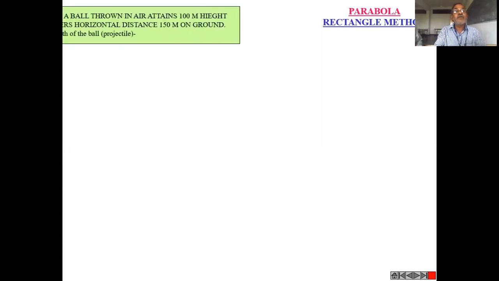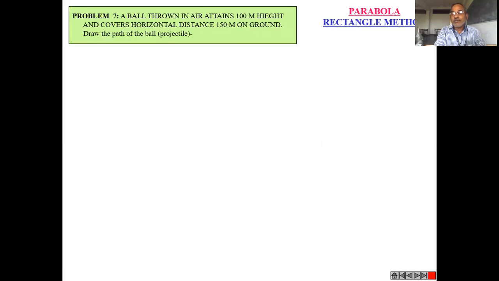So the oblong method or rectangle method is one. The second one is the parallelogram method, and the third one is the tangent method, right? Let us take the first one. By the rectangle method, let us construct the parabola. Let us straight away take a specific question.